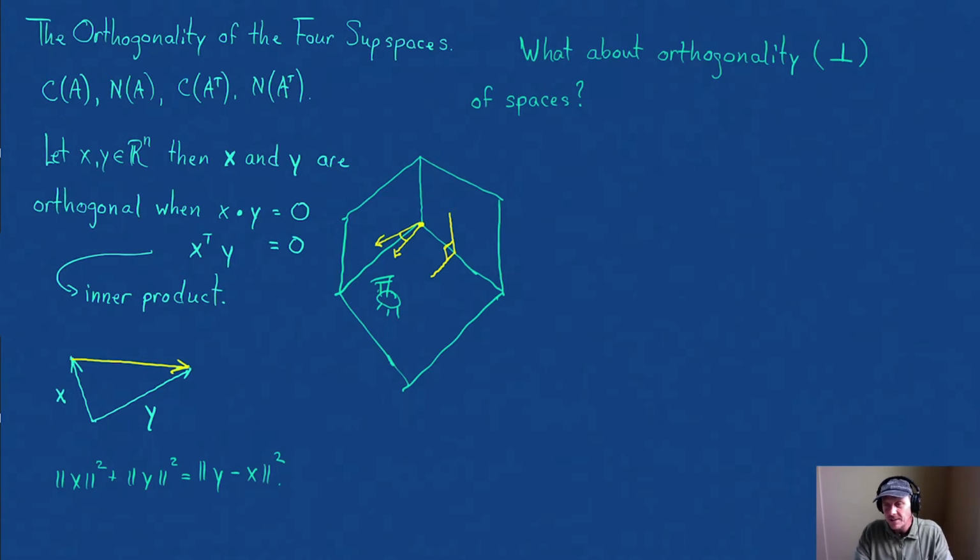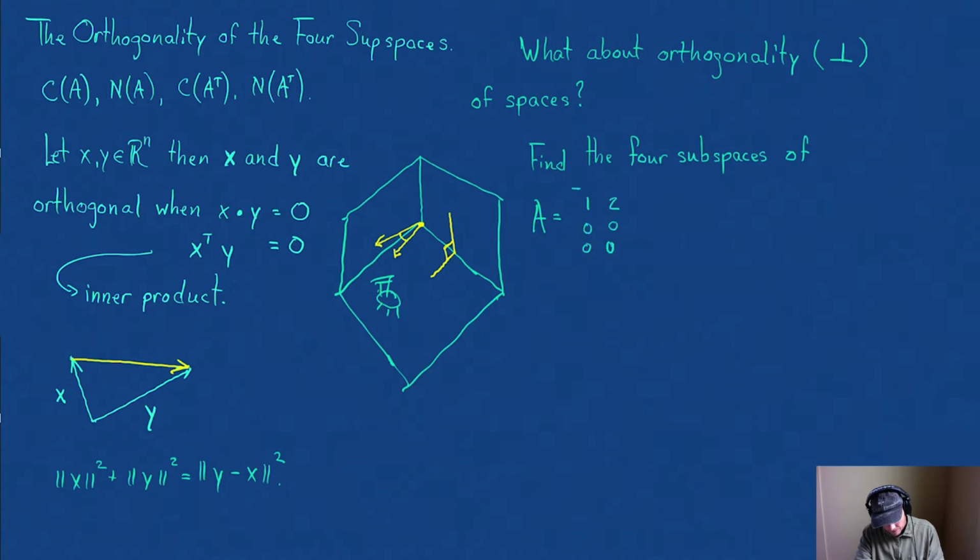So let's take a look at an example. We're going to look, and then we'll try it for the general case. So what we're going to do is find the four subspaces of A equal, let's use 1, 0, 0, 2, 0, 0. Okay, there it is. That's our matrix A.